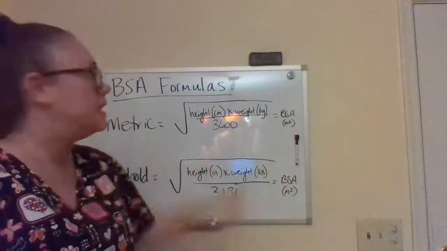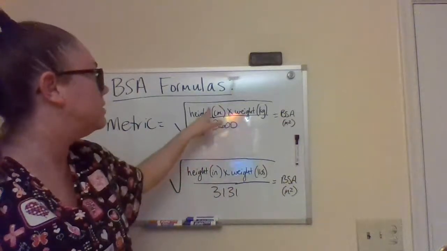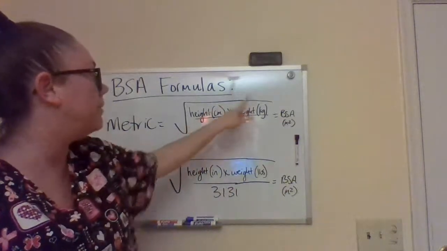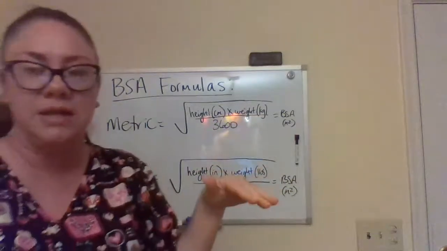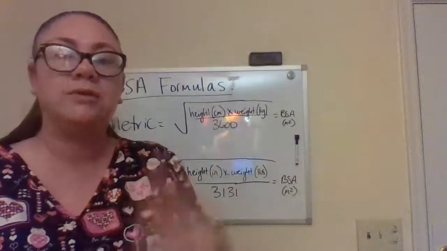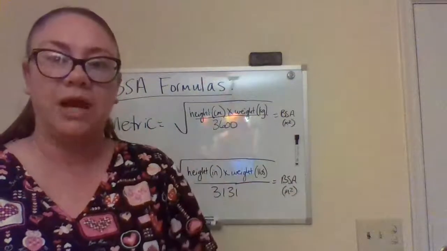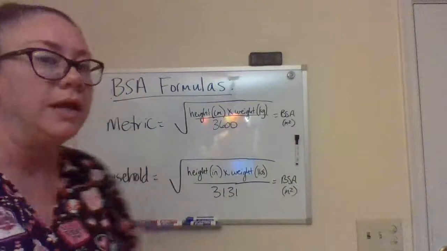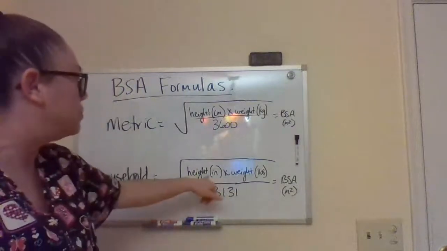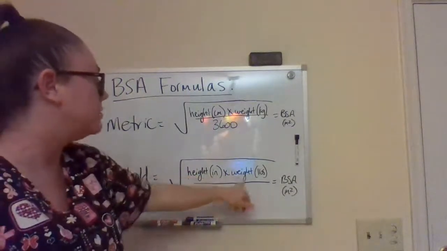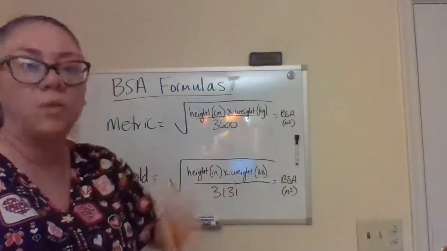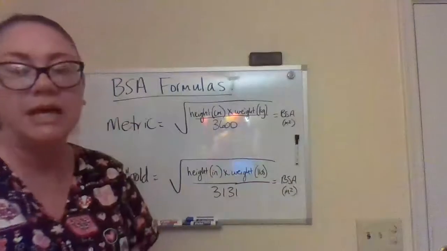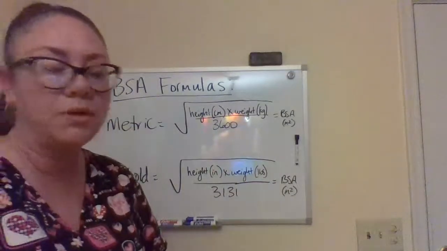The important thing is when you do these calculations, centimeters times kilograms divided by 3,600, you leave that number as is. You don't clear it out, you leave it and you square root it. That would be your answer in meters squared. Same thing for household. You multiply your inches times your pounds, divide by 3131, leave it, square root, and then your answer is in meters squared. So we'll do a couple of examples.